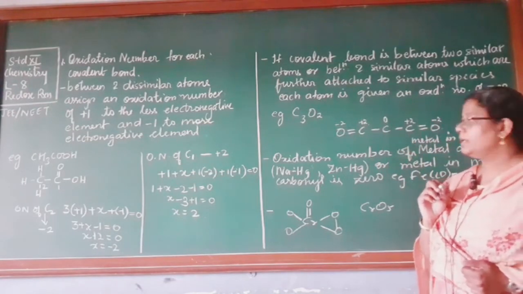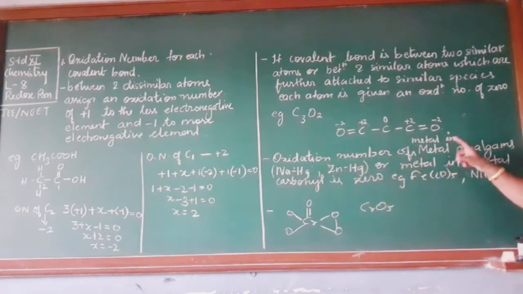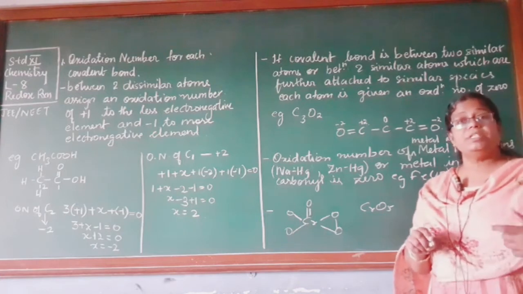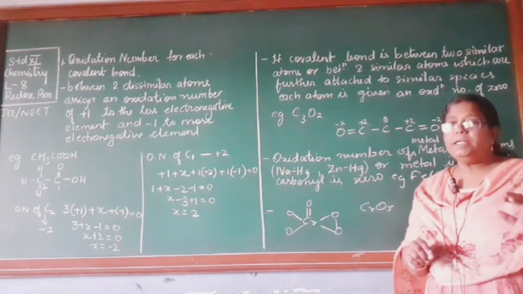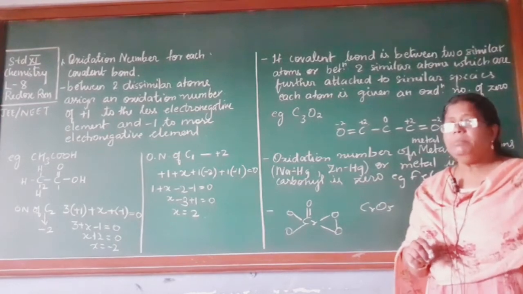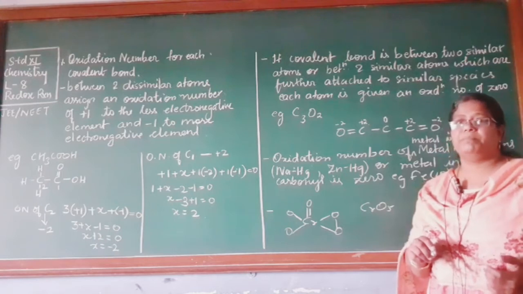ठीक है, next is oxidation number of metal in the metal amalgam. Now this word amalgam, what does it tell you? Amalgam is the metal alloy, any metal, its alloy with mercury will be called an amalgam.